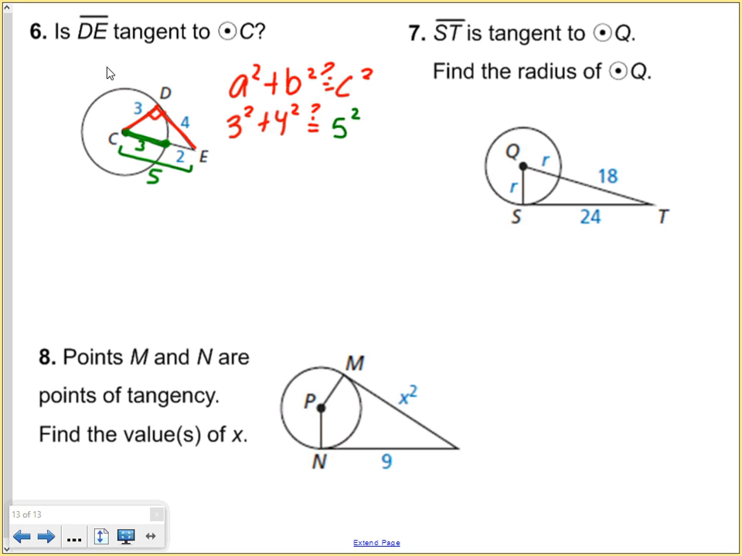There's one on your homework like that. Just be on the lookout. 3 squared is 9, 4 squared is 16, 5 squared is 25. Is 9 plus 16 equal to 25? Yes.